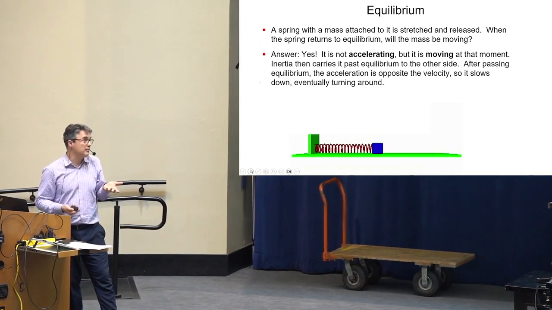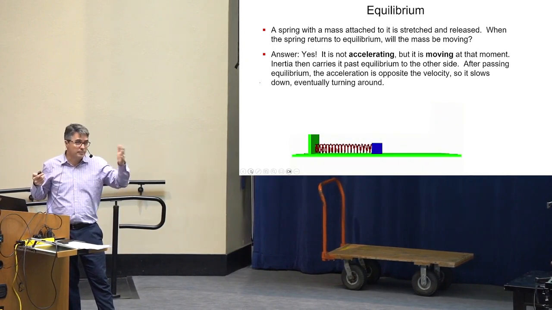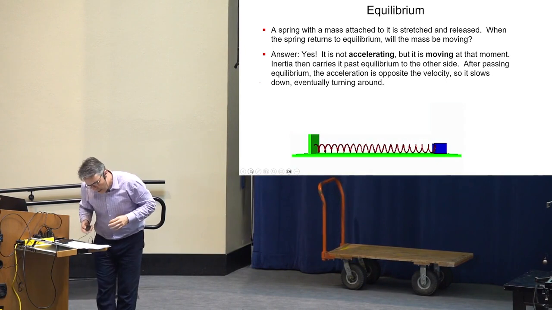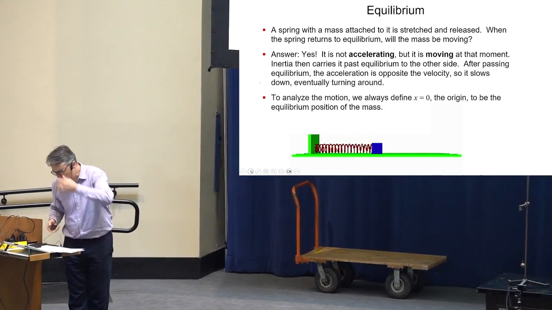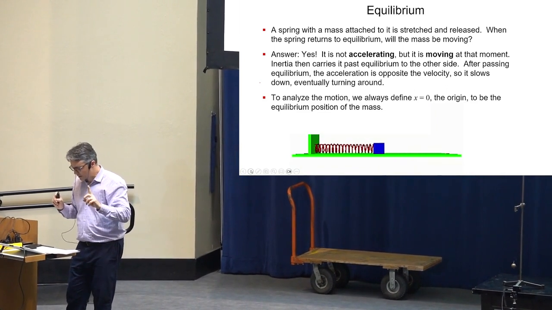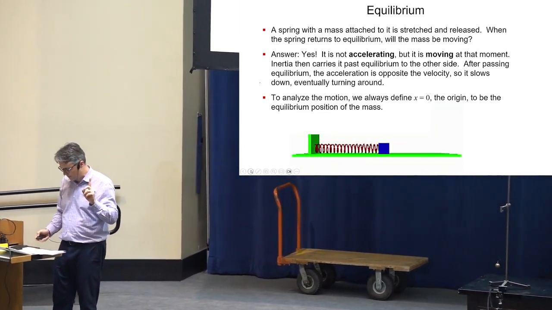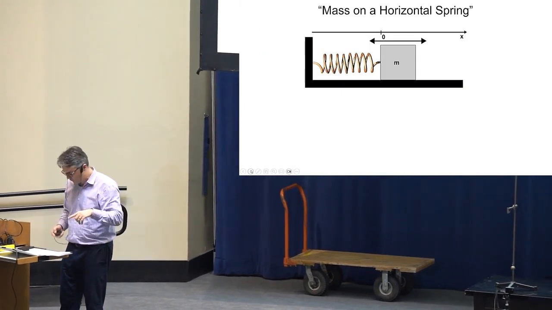After passing equilibrium, the acceleration is opposite to the velocity, so it starts slowing down the minute it goes past equilibrium. And then it slows down and eventually turns around. So the way we do the analysis, step 1 is we define x equals 0, the origin, to be the equilibrium. Then we just do the forces.